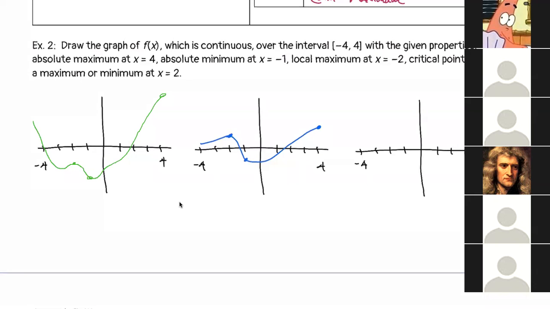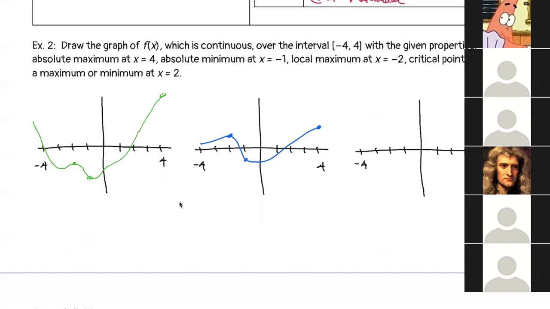But let's get to this last criteria here. So the critical point that is not a maximum or a minimum at x equals 2, okay? And so a critical point, which is something we're going to define on the next page, but we'll kind of talk it out right here. A critical point is a point on the graph that has a slope of 0. Okay, let me say that one more time. A critical point is a point on a graph that has a slope of 0.